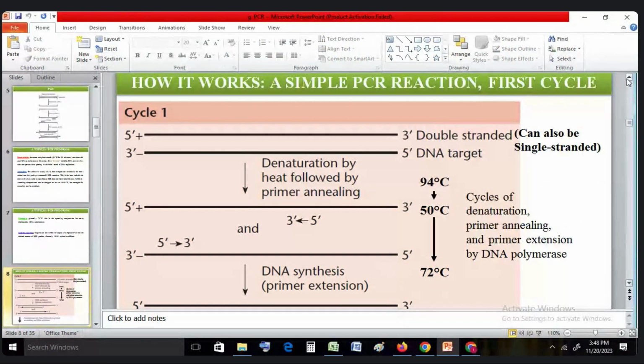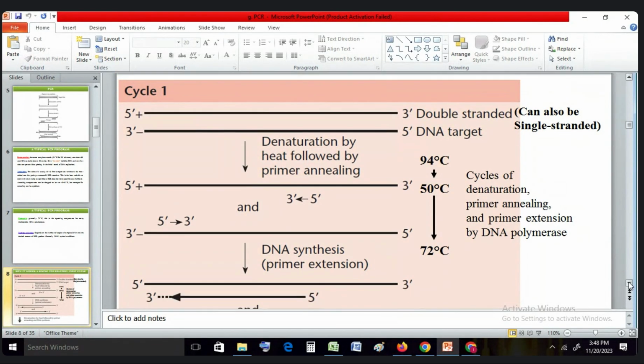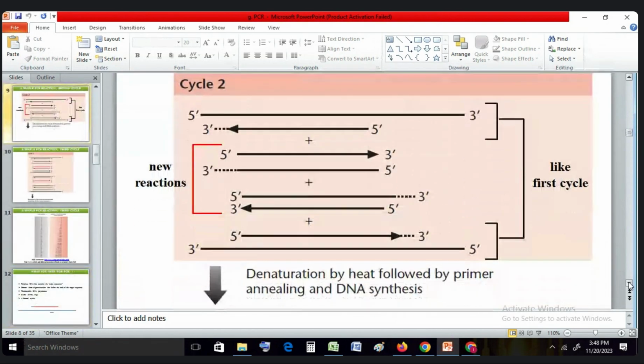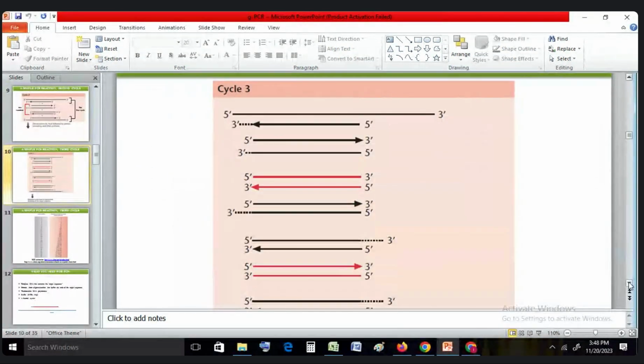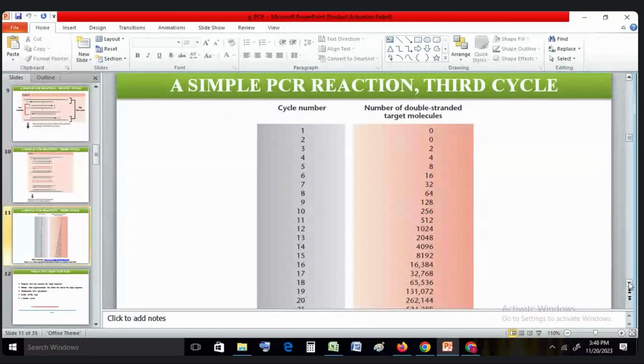Exactly. This is a very good question. We need to know the melting temperature. That is for sure. Whenever you are ordering a primer from a company, most laboratories do not prepare primers themselves. Laboratories usually order primers from other companies. They will provide you the primer, and on that primer tube, the melting temperature of that specific primer will be clearly mentioned.